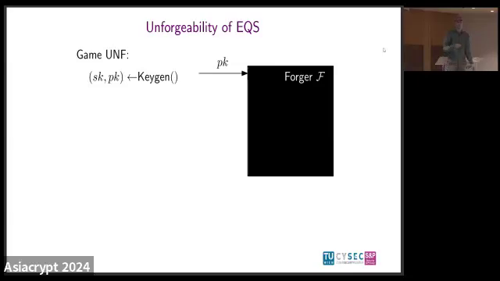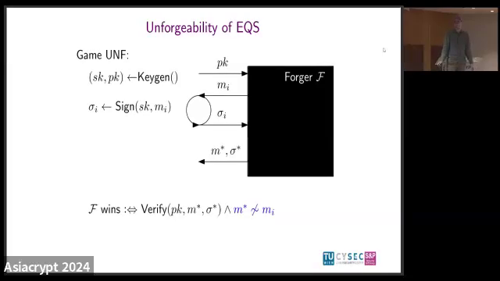And that yields the definition of unforgeability. It is defined quite similarly to the definition of unforgeability for a signature scheme that you are used to. First we run the key generation and give the public key to the forger. He then gets access to an oracle where he can ask for messages and gets back signatures on these messages. And then at some point, the forger returns a forgery, that is a message M star and a signature sigma star. He wins the game if sigma star is a valid signature on M star under the public key.